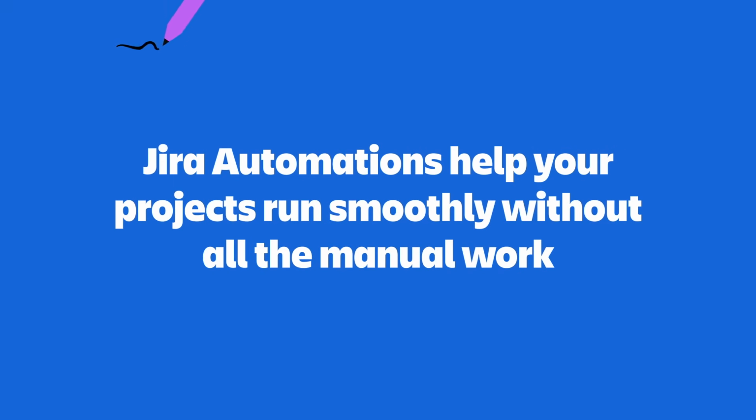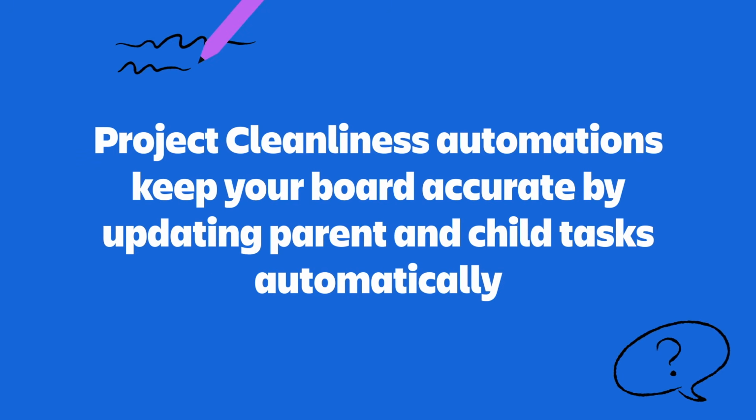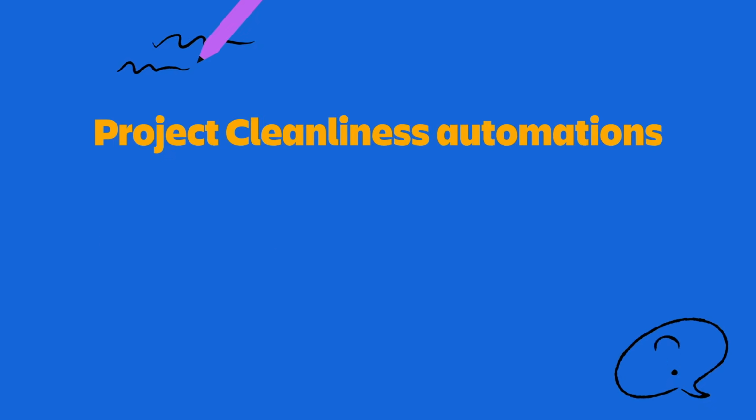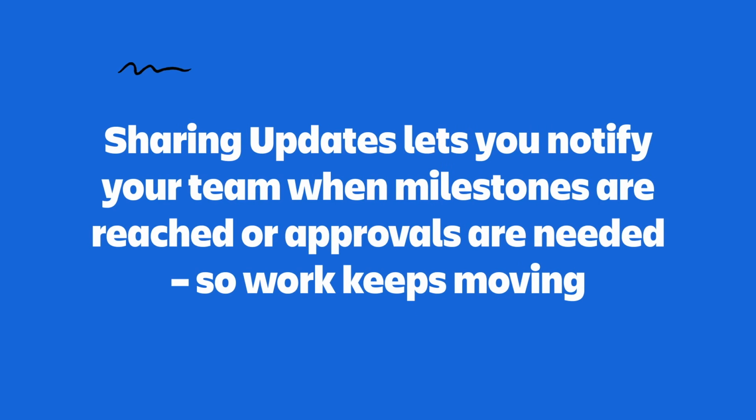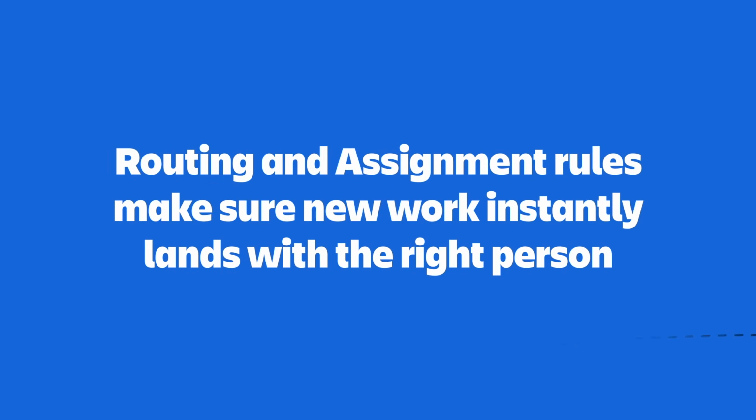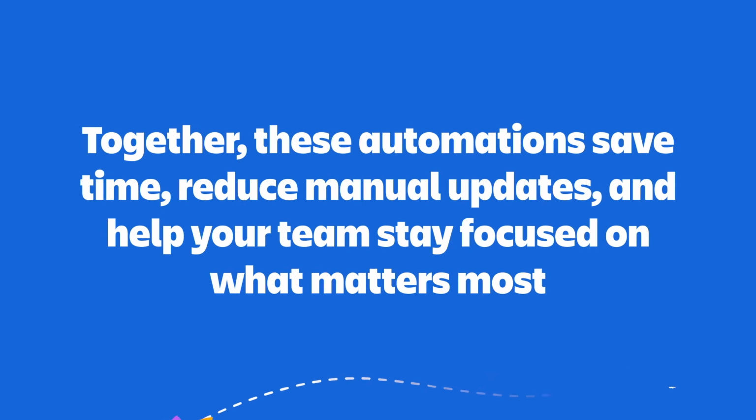Alright, I know that was a lot of information, and so let's do a quick recap. Jira automations keep your project running smoothly without all the manual work. Project cleanliness automations keep your board accurate by updating parent and child tasks automatically. Sharing updates let you notify your team when milestones are reached or approvals are needed, so work keeps moving. And routing and assignment rules make sure that new work instantly lands with the right person. Together, these automations save time, reduce manual updates, and help your team stay focused on what matters most.